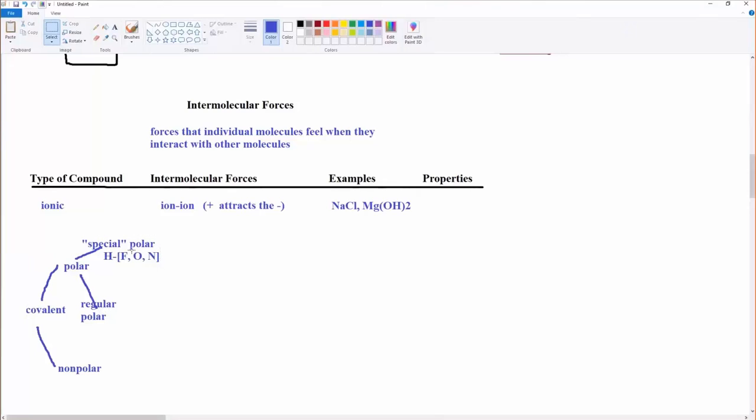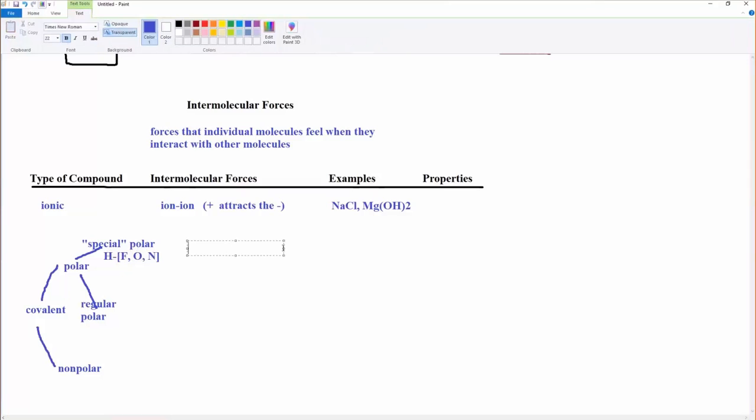Part of the strength of these has to do with the relative size of the atoms, and the fact that these also have lone pairs that are going to attract. So we give it its own category of intermolecular forces. If I have this special thing where I have an H directly attached to an F, O, or N, I call this hydrogen bonding.